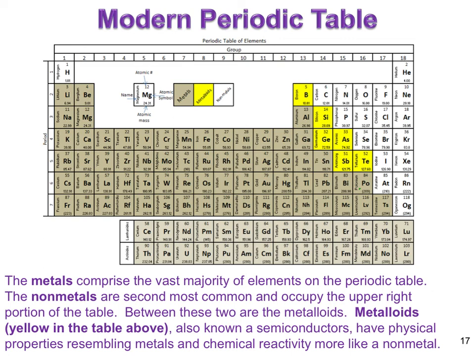The metalloids, this section in yellow here, comprising boron, silicon, germanium, arsenic, antimony, and tellurium, are called metalloids or semiconductors. They have physical properties resembling metals and chemical properties more typical of the nonmetals.